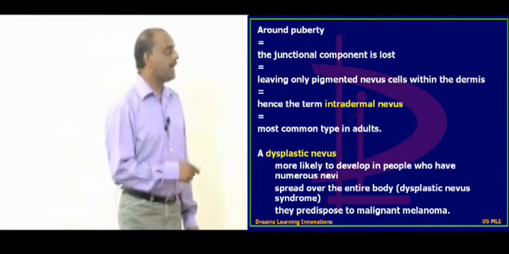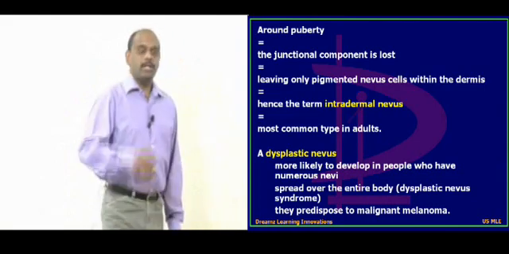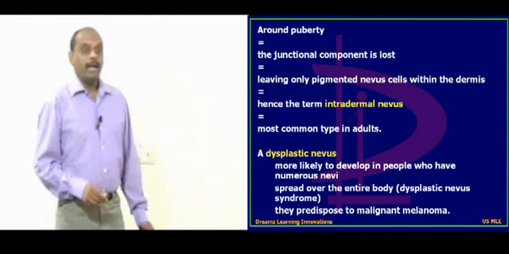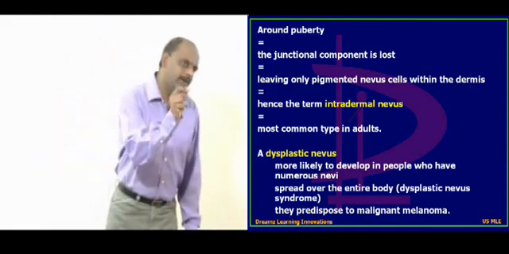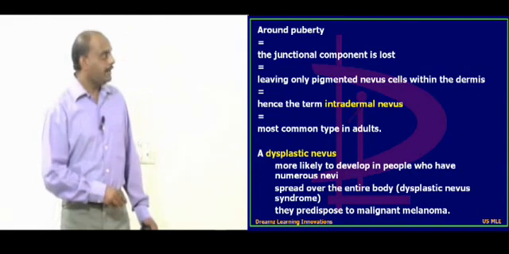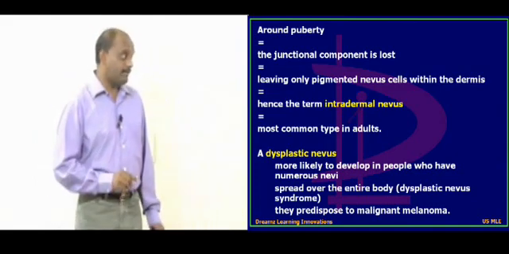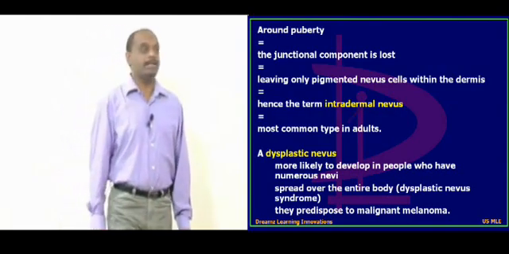Then what is this dysplastic nevus? There will be numerous nevi developing over the entire body, and if you take a cut section, those cells will have a dysplastic appearance. And the dysplastic nevus you need to worry about, because it can predispose to the development of malignant melanoma, is what I want to underscore to all of you.